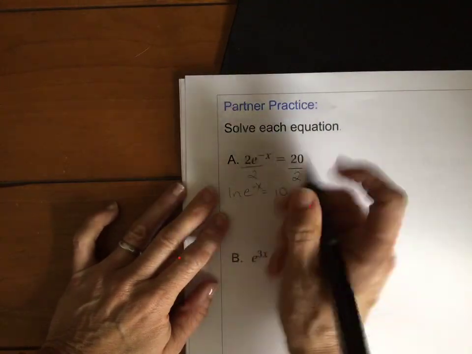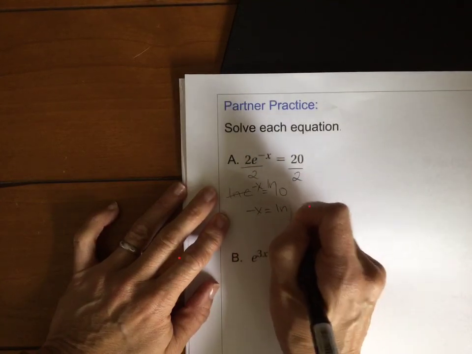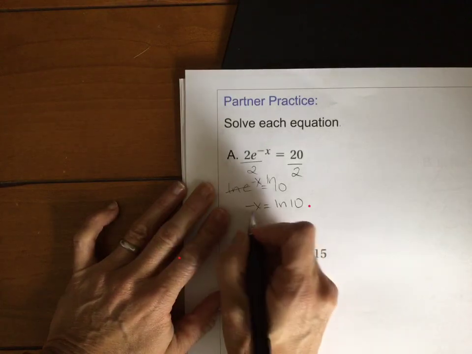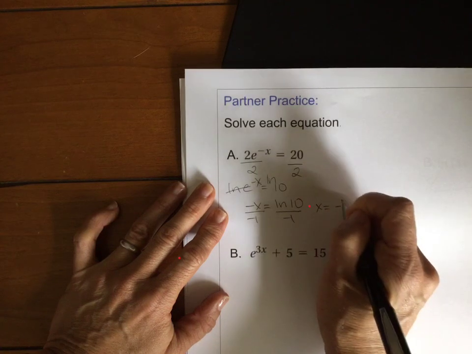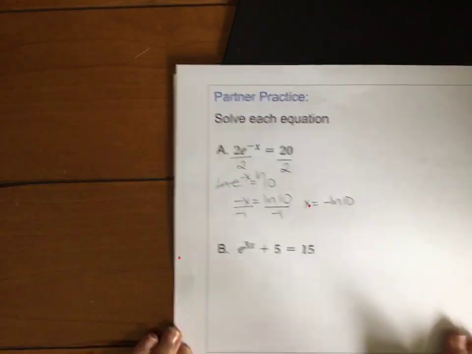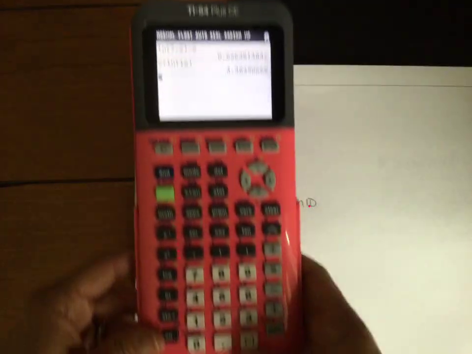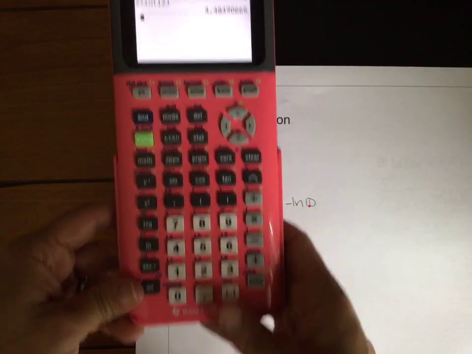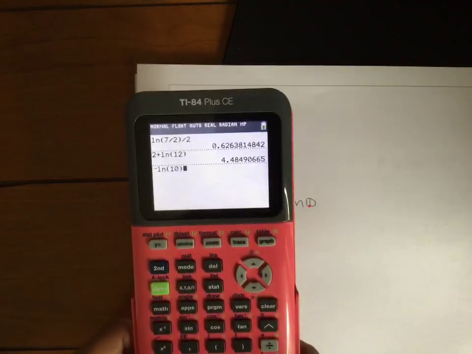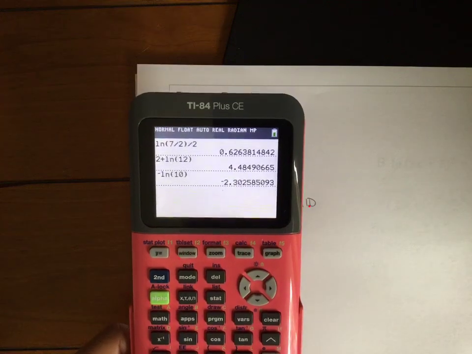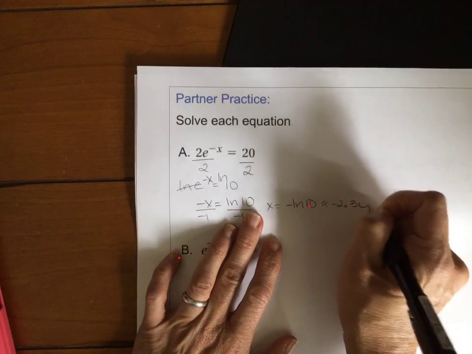Now I'd want to take the natural log of both sides. So I get negative x equals the natural log of 10. Divide both sides by a negative 1, so x equals the negative natural log of 10. It doesn't make the 10 negative. So remember, natural log of 10 is a number in itself. So you could come down here, use your negative, not your subtraction. Negative natural log of 10, and you would get about negative 2.3. So that is approximately negative 2.3.